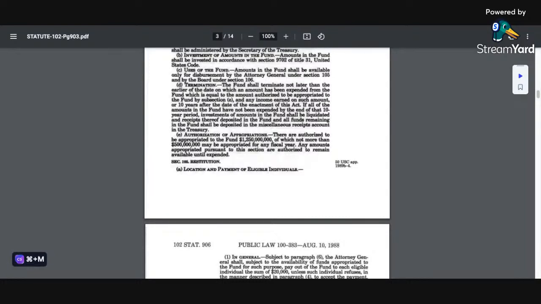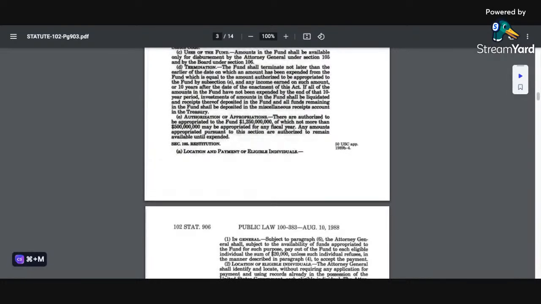Authorization of appropriations. There are authorized to be appropriated to the fund $1.25 billion, of which not more than 500 million may be appropriated for any fiscal year. Any amounts appropriated pursuant to the section are authorized to remain available until expended.